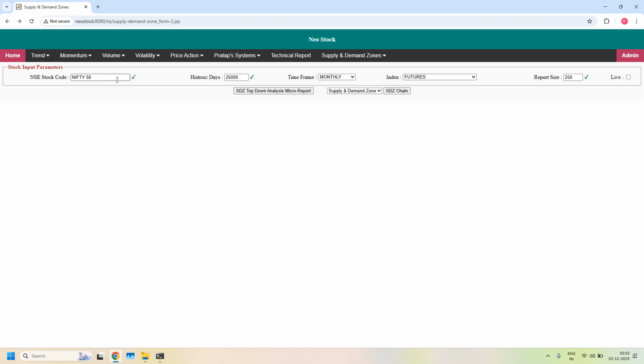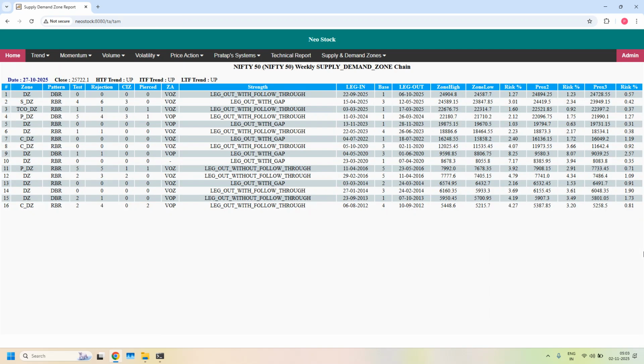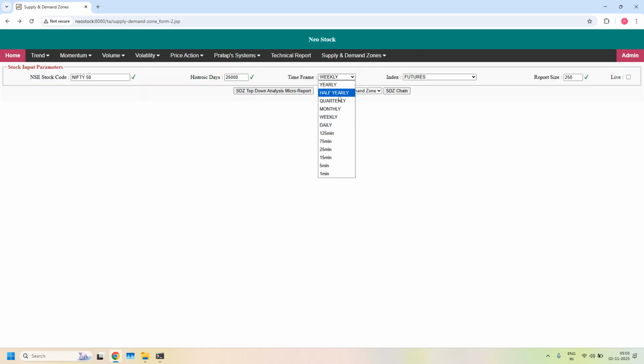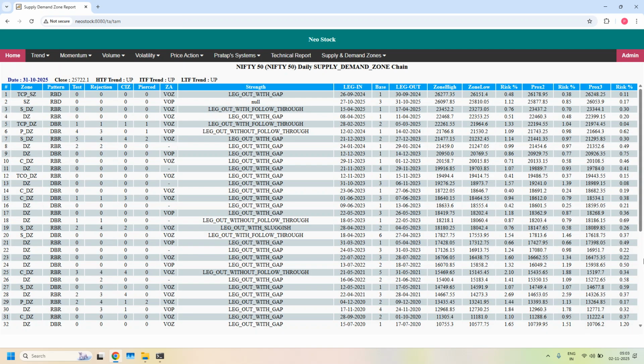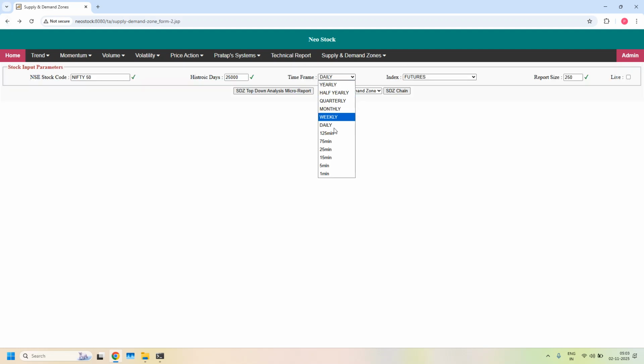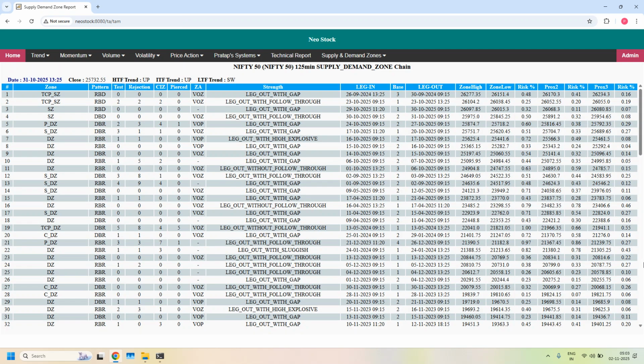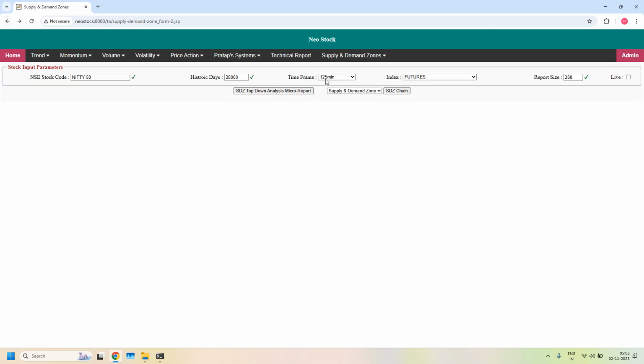Next, generating a weekly supply demand zone chain for NIFTY. Next, generating daily supply demand zone chain for NIFTY. Next, generating 125 minutes supply demand zone chain for NIFTY. Next, generating 75 minutes supply demand zone chain for NIFTY.